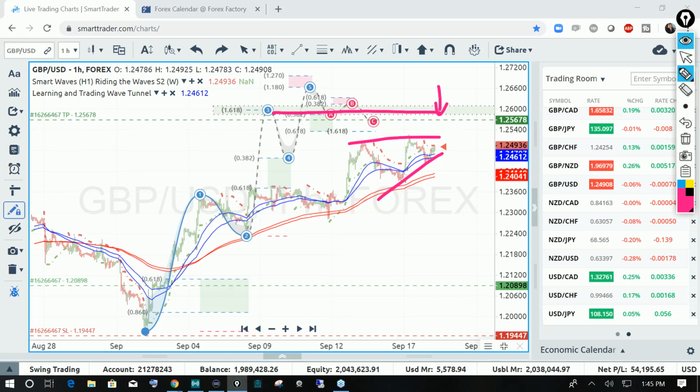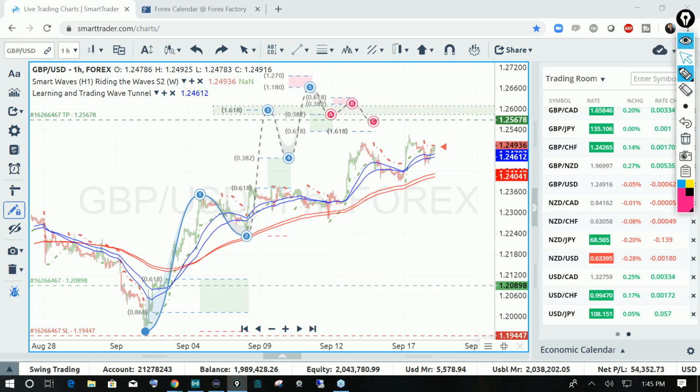Now, we've got this little wedge here, and we could see a breakout of the wedge to that level before we see some sort of retracement. Again, this is indicating that the bulls are in control of the pound US dollar, and that the dollar is actually going to be weakening today in order for us to see that rally on this pair.